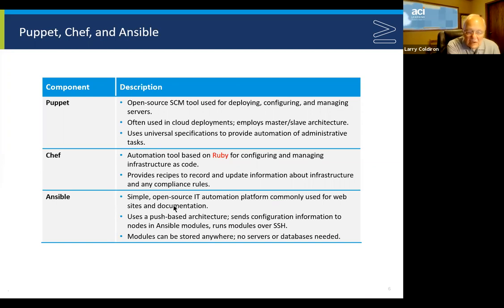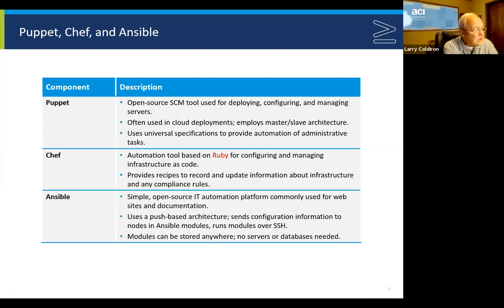Simple open source IT automation platform, commonly used for websites and documentation, uses a push-based architecture. The other two use a push-pull. Push-pull, the device that has the agent running on it pulls the configuration from the component here, the Puppet or the Chef server. But Ansible uses a push. It does not need an agent on the individual devices. It runs over SSH, can be stored anywhere. No servers or databases are needed for it.